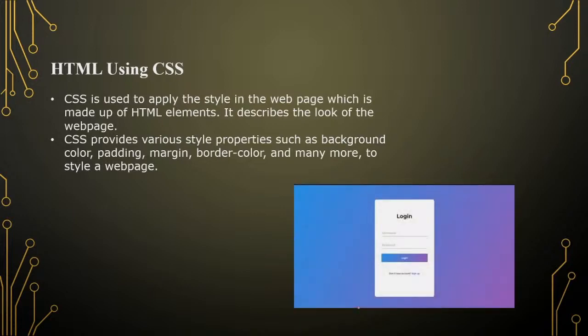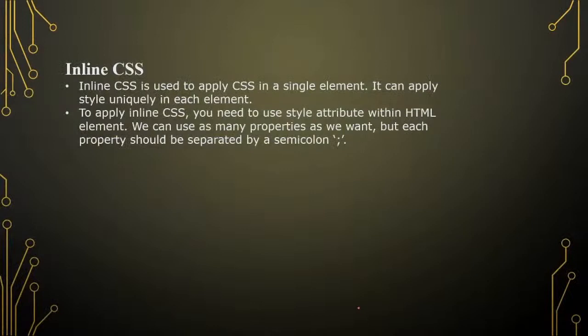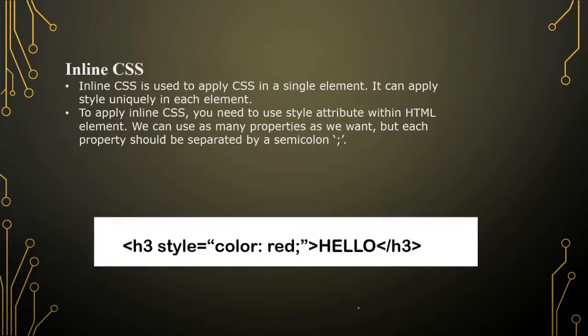So let's go to inline CSS. Inline CSS is used to apply CSS in a single element. It can apply style uniquely in each element. To apply inline CSS, you need to use the style attribute within an HTML element. We can use as many properties as we want, but each property should be separated by a semicolon. Now let's understand it by doing a practical. You can see how it has been shown here.